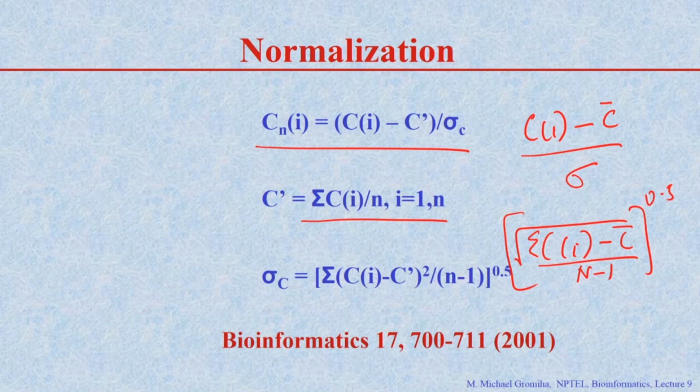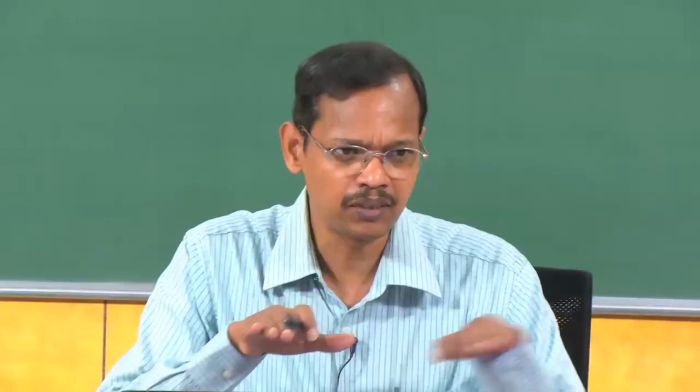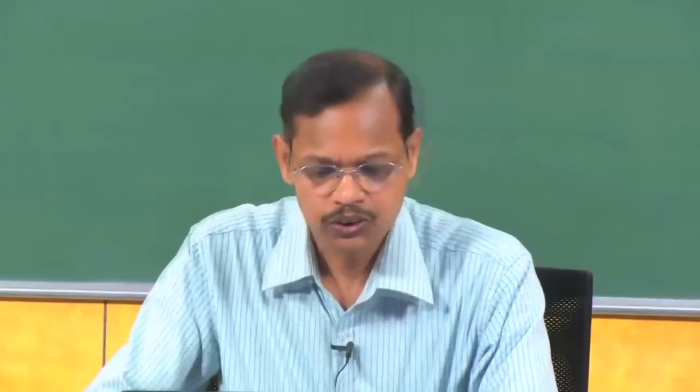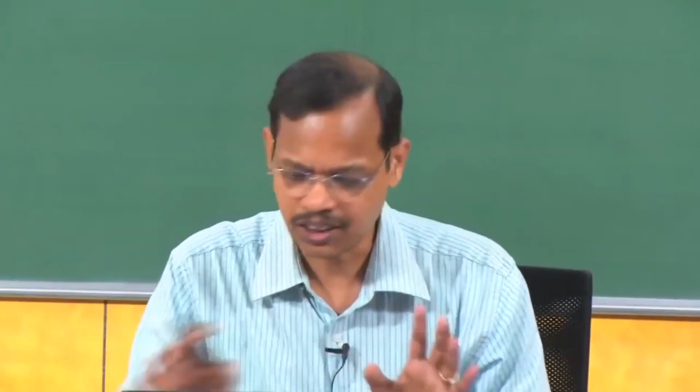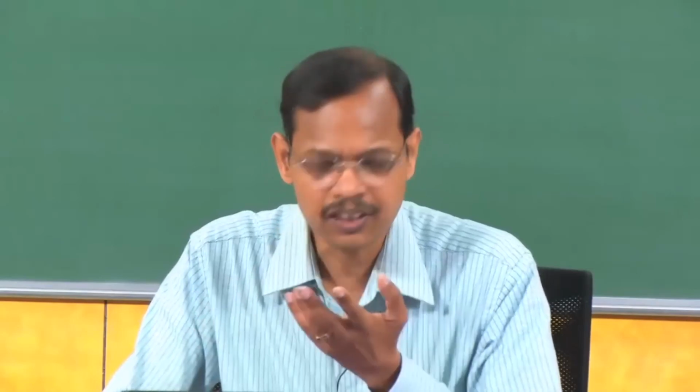This is the square, not the square root at this step. So, C of I minus C average, you square it, divide by n minus 1 and take the square root, and you will get the standard deviation. Then we use C of I minus C average divided by sigma, and you get the normalization. You will get numbers normalized with respect to 1, so you get negative or positive values with respect to this. This is the method to calculate the conservation score, and we have several algorithms available to get the score based on these methods.